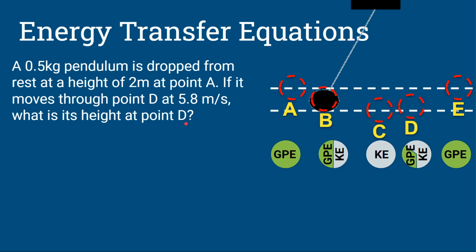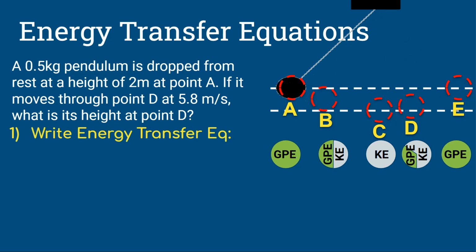Again, this is what I told you we were going to do. Here's some information about point A, and let me ask you about a different point. Again, you need to recognize that you have to be able to write that energy transfer equation. So at point A, I have gravitational potential energy. What do I have at point D?